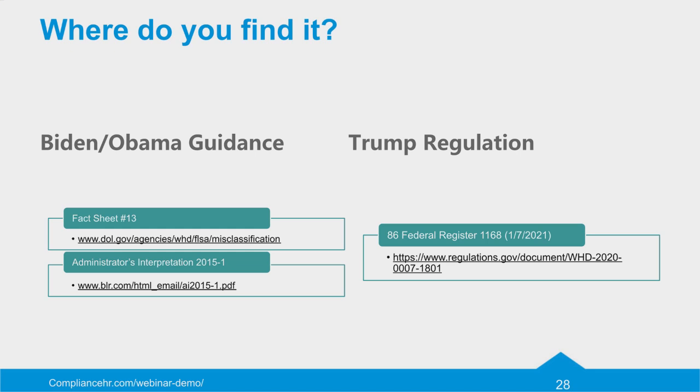Okay, so there is the URL for you. You can't actually find the Trump regulation on DOL's website. They haven't put it up. That little notice is all they put back up. But you can go to regulations.gov, and I've put a specific URL so you can pull up the Federal Register notice that has the actual regulations in it. On the other side, the Biden and Obama guidance: Fact Sheet 13, plus that Administrator's Interpretation 2015-1. If you read those two guidances and you try to follow them when you're determining whether or not to classify a worker as an employee or an independent contractor, you're going to be in pretty safe territory. So that's the conservative option.